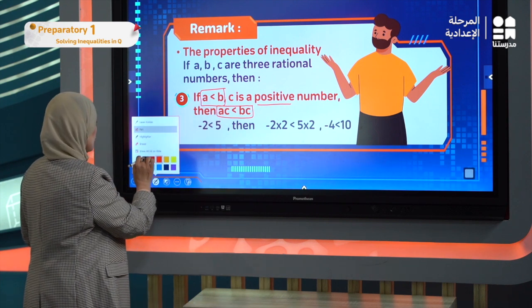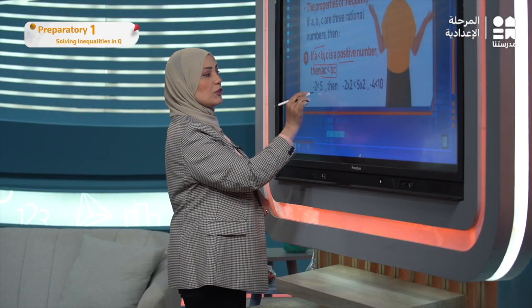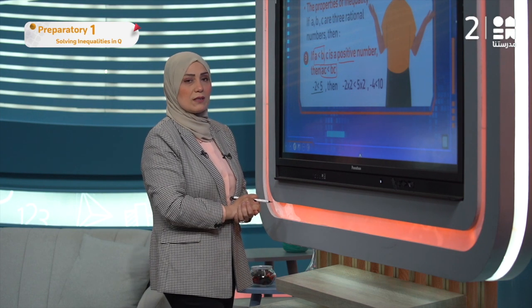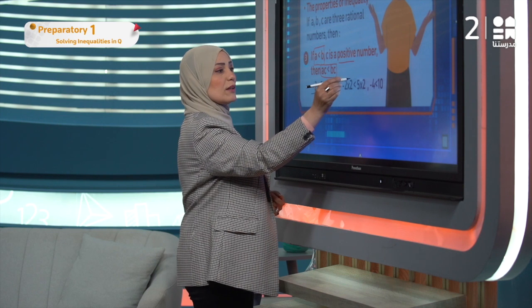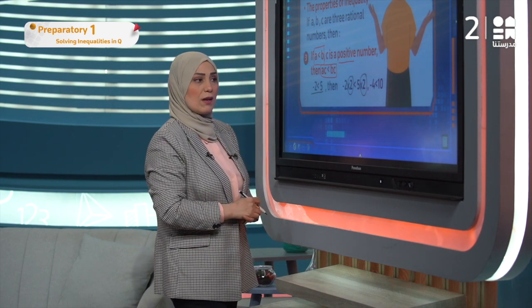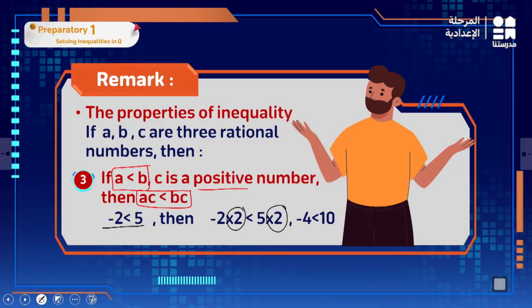To be clear for you, we are going to take this example. -2 is less than 5. Yes, of course, any negative number is less than positive. Then when we multiply both sides by any number, for example 2, we will get -4 is less than 5 times 2, which is 10. And it is correct because the negative is less than the positive. So we start with less, and also we got less.